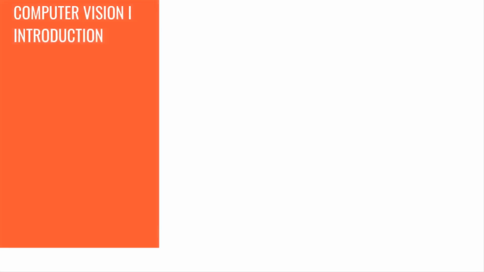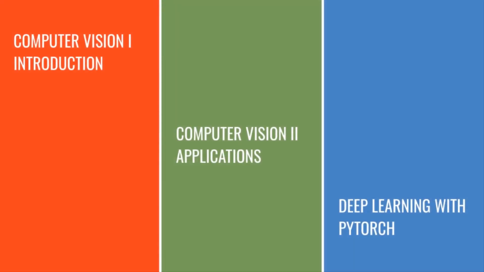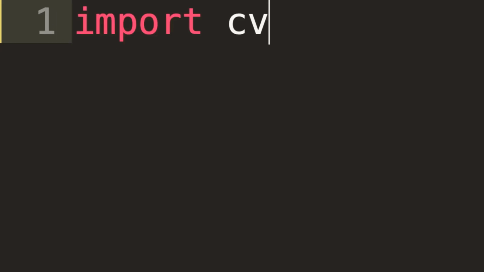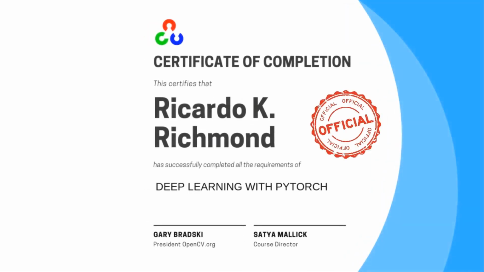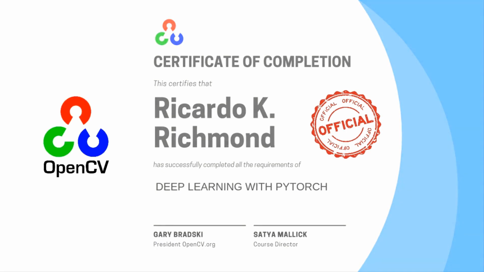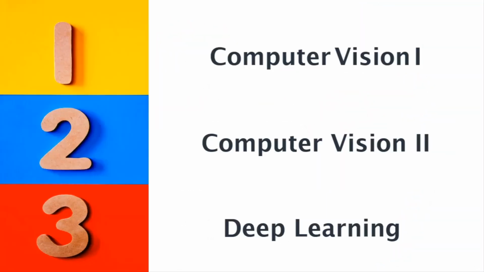We are creating a comprehensive series of three courses that will take you from the very basics to mastery in computer vision. These are the official and only certified courses by OpenCV.org, which is the largest computer vision library in the world. Now let me tell you a little bit about the structure of the courses.